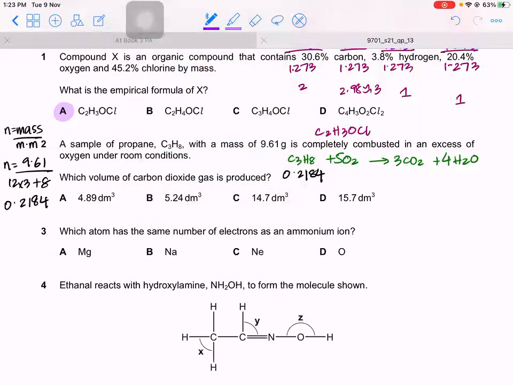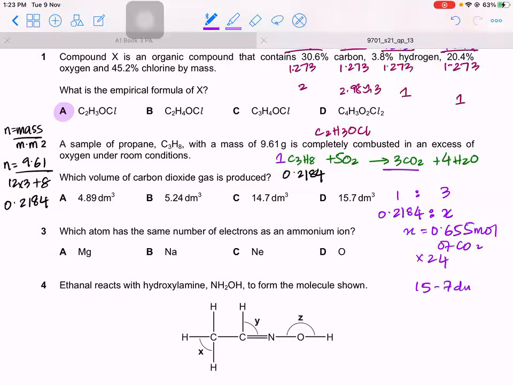As you can see right here, the ratio of propane to carbon dioxide is 1:3. So if the moles of propane are 0.2184, the moles of carbon dioxide would be X. You find the moles of carbon dioxide, which come out to be 0.655 moles. Now you need to find the volume, so you multiply it by 24, the molar gas volume, and this comes out to be 15.7 dm³. The answer therefore is D.